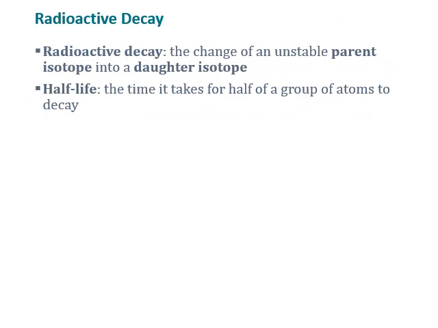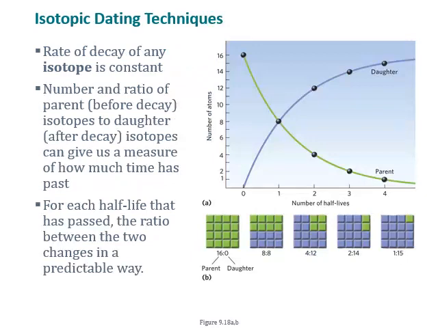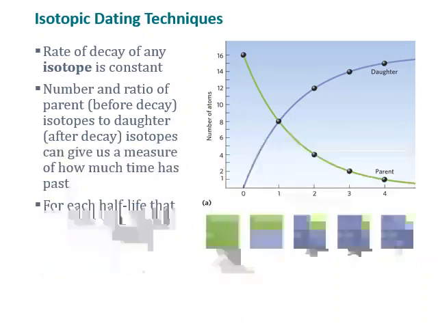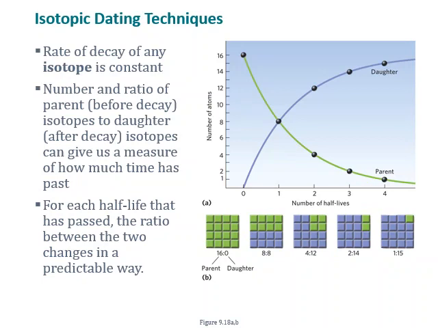Radioactive decay is defined as the change of an unstable parent isotope into a more stable daughter isotope. And the concept of half-life is useful in radioactive decay because it is the time that it takes for half of a group of atoms to decay from parent to daughter. It's important to note that the rate of decay of any isotope is constant, and the number and ratio of parent isotopes to daughter isotopes can give us a measure of how much time has passed. For each half-life that has passed, the ratio between the two changes in a predictable way.